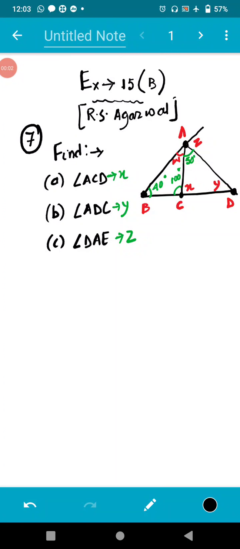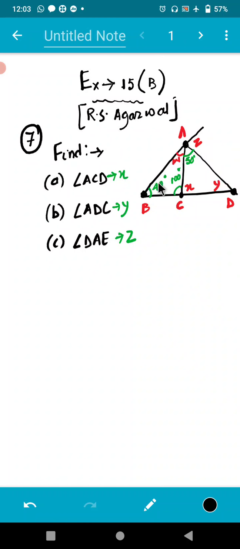Hello students, this is Pallav sir, and today I will explain question number 7 and 8 of exercise 15B of the RS Agarwal book, and one more sum from exercise 15C, that is question number 3. Okay, now let's see what is there in question number 7.